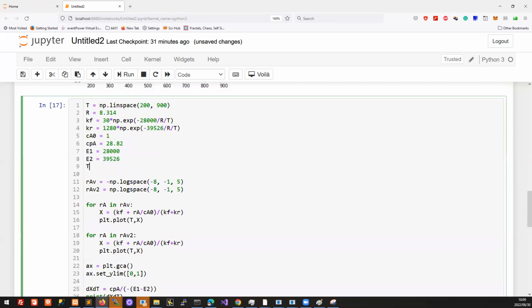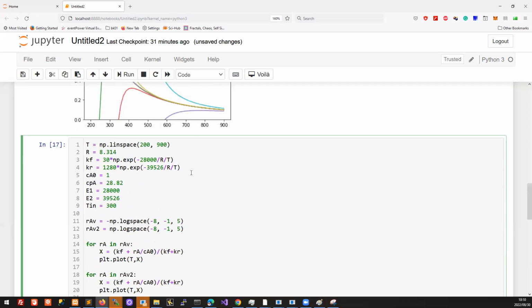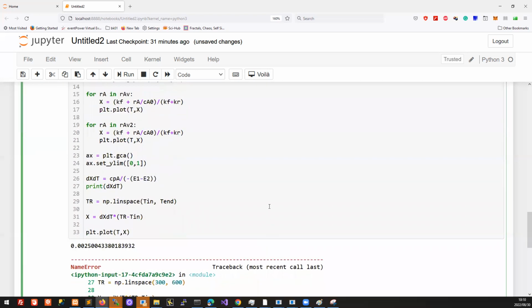So T in equals 300 Kelvin. And let's always try and get rid of numbers here. So T in, and in fact, this T, let's call this T end. Let's try and keep all the numbers together here so that it's nice and soft coded. And if we want to change our simulation, we just go to one place and make the change there.